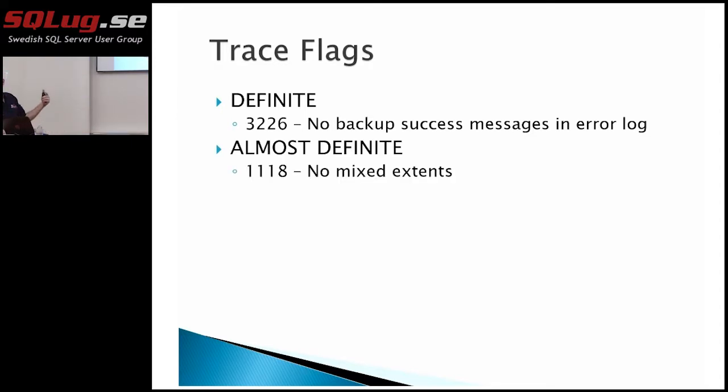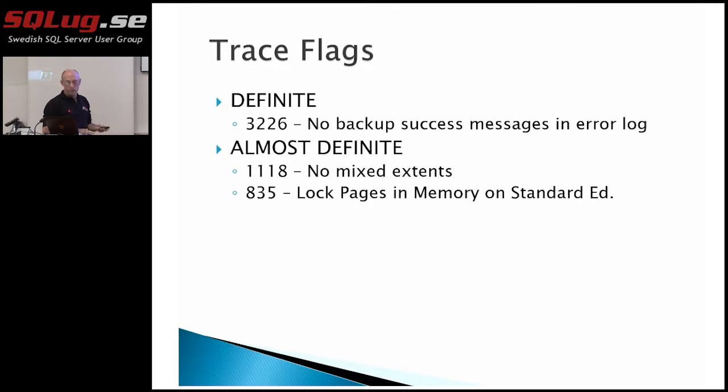1118, no mixed extents. That was done back when 8K pages, that's an extent, 64K, was a lot of space, when they first made this. So put the trace flag on. Now, if you build an object, it gets 64K, period. If you have a problem with that, then I think you need bigger disks or whatever, right? If 64K is a problem.